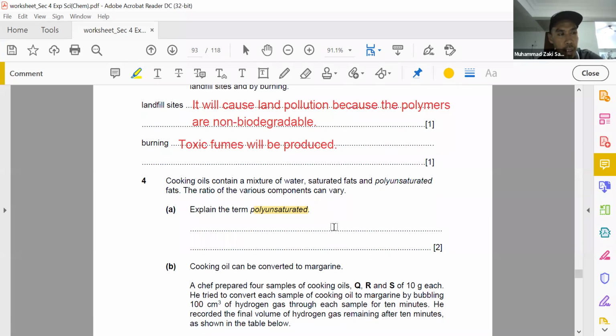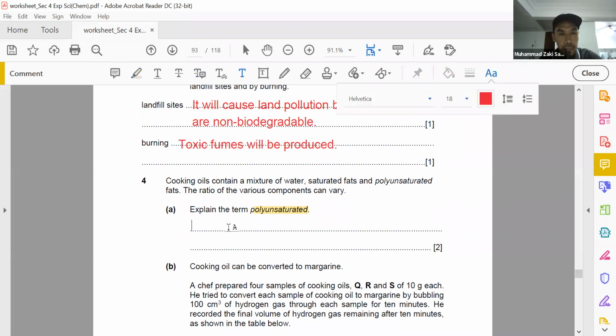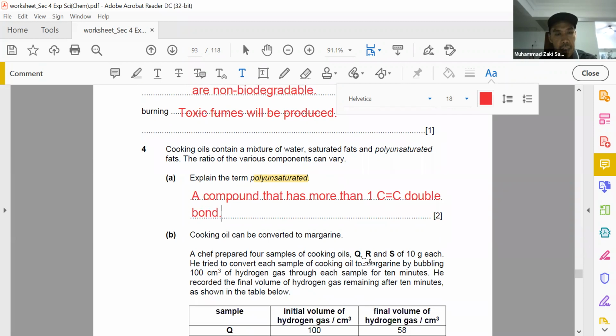When I say polynomial, there are more patterns. Polyclinic, inside there is more than one clinic. Polytechnic, there is more than one technical course inside, right? So polyunsaturated means a compound that has more than one carbon double bond. It's called polyunsaturated. Next, let's move on.